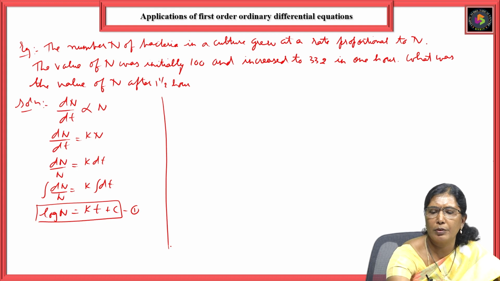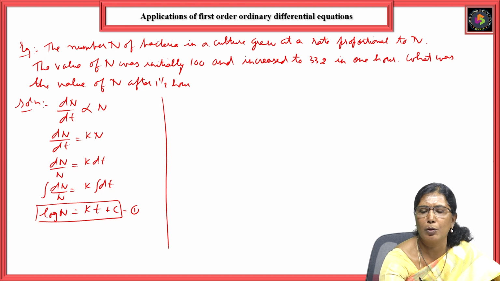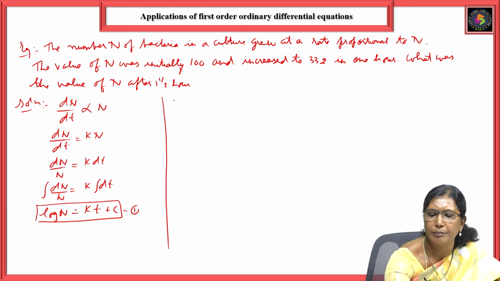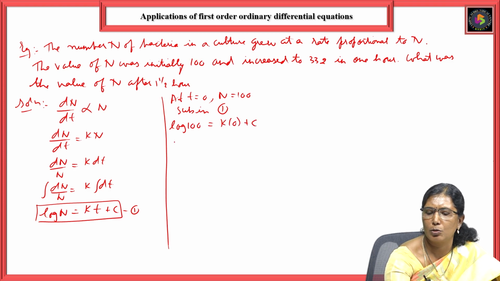Now what is given? Here what are the constants? k and c. We have to find the constants k and c by using the given conditions. Initially the number was 100. Initially means you should take t is equal to 0, and n was 100. Substituting in 1, we get log 100 is equal to k into 0 plus c. So we get the c value as log 100.